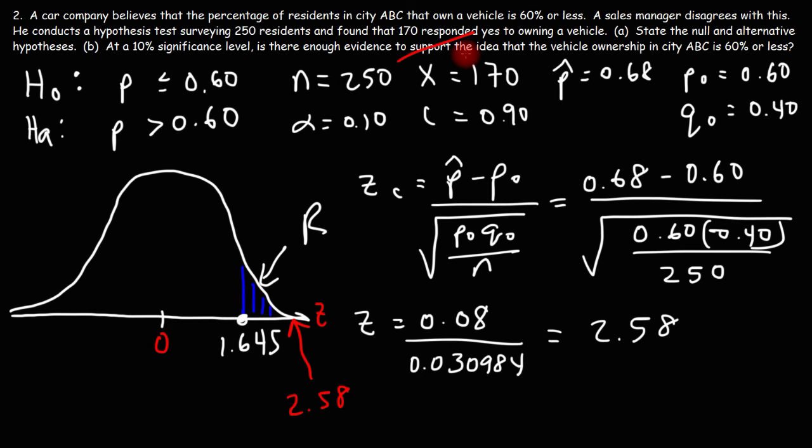So now you know how to determine whether or not you should reject the null hypothesis. Once you get your calculated z-value, you compare it to your critical value. If your calculated z-value is beyond your critical z-value in the rejection region, then you need to reject the null hypothesis. If it's within the critical value, in this area, then you should not reject the null hypothesis. So that's it for this video.